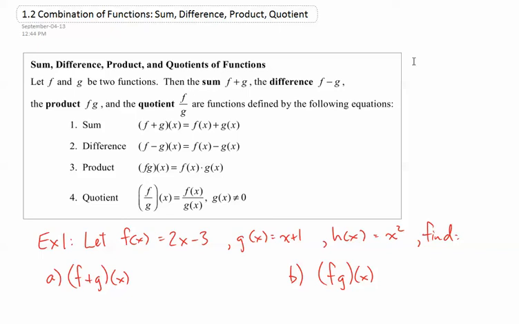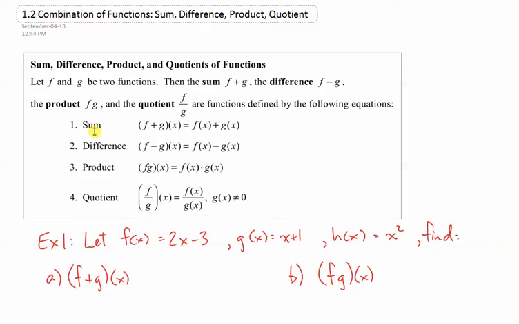In this lesson, you're going to learn about something called combination of functions. The combinations that we'll look at are sums, differences, products, or quotients, or combinations of those, applied to different functions. First of all, some notational things to know about in this box.